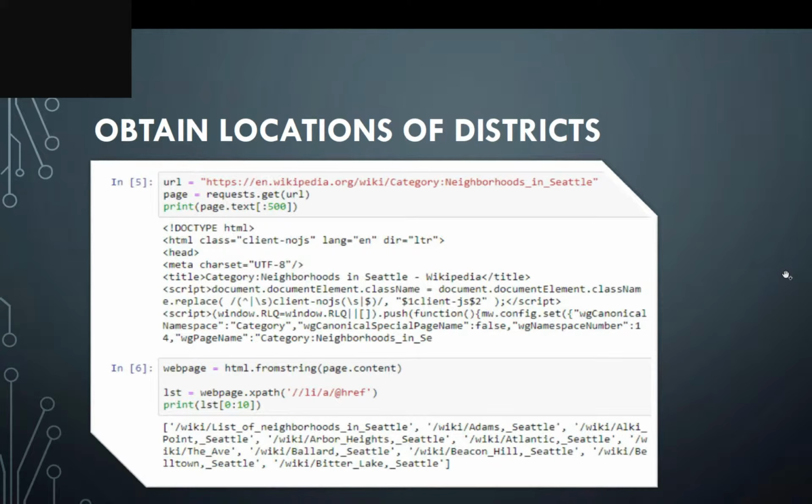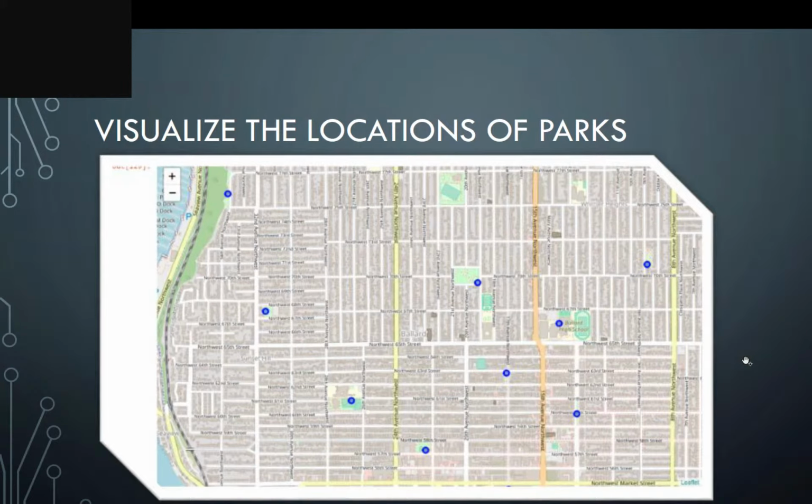So let's first obtain the locations of the districts. As I mentioned before, we will go to the Wikipedia page which lists all the neighborhoods of Seattle, and then we will try to extract all the references mentioned there. So we will follow all the links and collect them and store them.